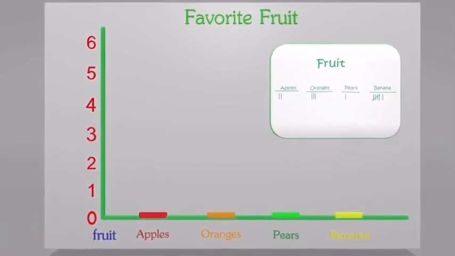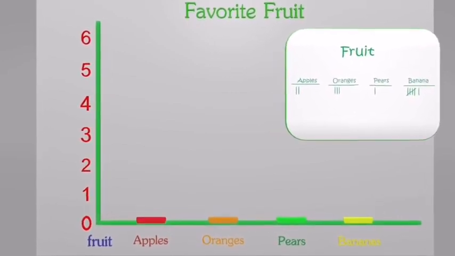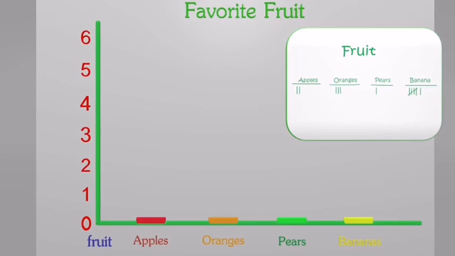On the side, we need to measure how many people liked these different types of fruit. We only need to go up to 6, since our information or tally marks only go up to 6. So the numbers going from 1 to 6 represent the amount of people. We can now fill out the graph according to our data.